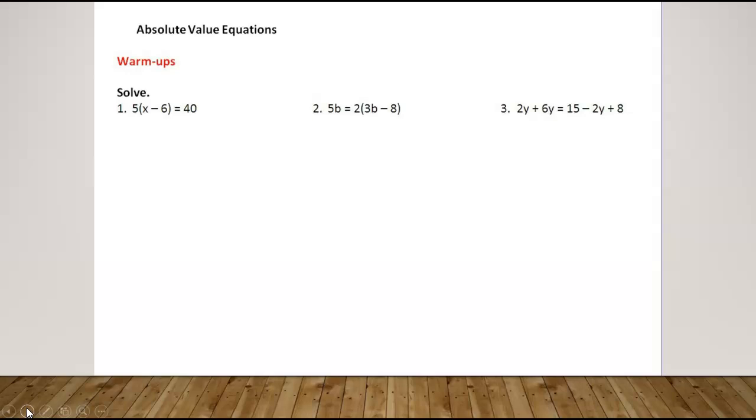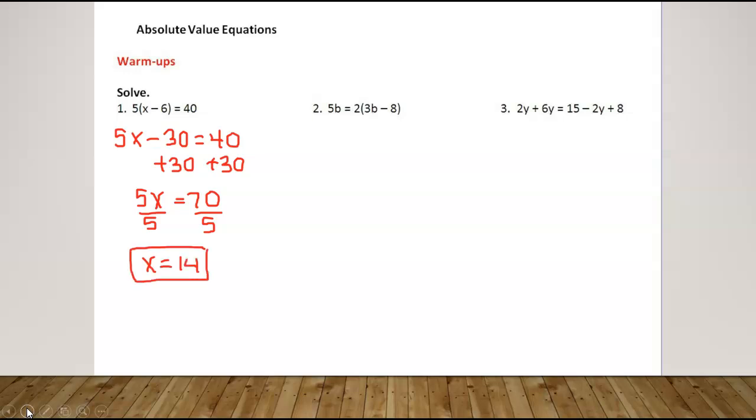So your assessment recently, your quiz, involved solving equations. So we're going to still solve these equations here. So you have 5x minus 30 equals 40. Add 30 to both sides. You get 5x equals 70. To solve for x, you divide by 5. And we get x equals 14.